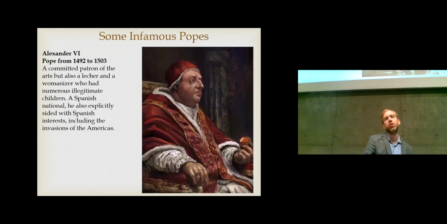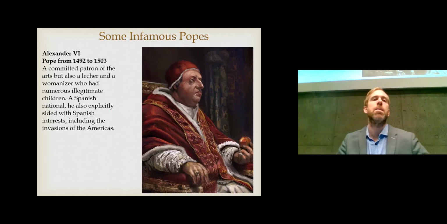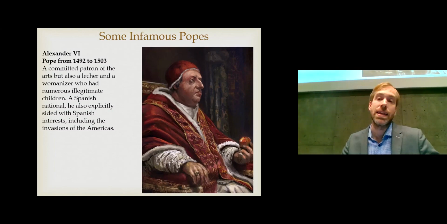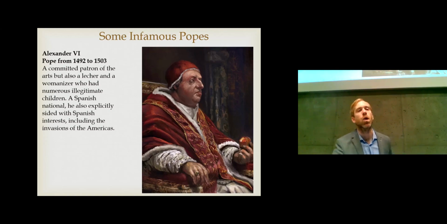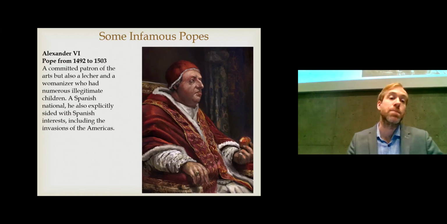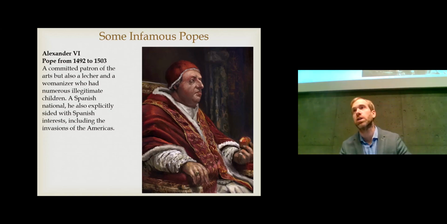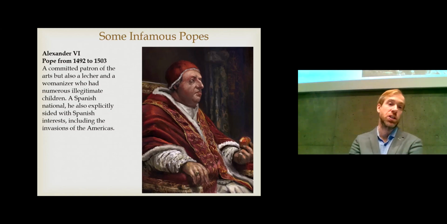Alexander VI, Pope from 1492 to 1503, a committed patron of the arts, important in the Renaissance, which I'm also going to mention, but also a lecher and a womanizer who had numerous illegitimate children. Yes, that is the Pope of Rome I'm talking about, and he tried to stock the Sacred College with some of his relatives. So this is the Pope with various mistresses. He was a Spanish national who also explicitly sided with Spanish interests, including the invasions of the Americas.